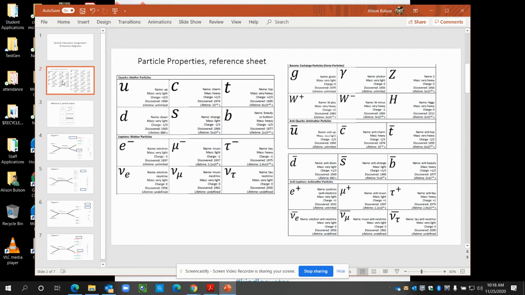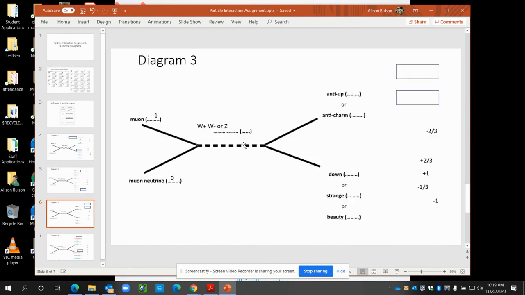So I go back to my reference page. Now I'm looking at the exchange bosons up here in the top right. Here's the W plus. It has a charge of +1. That's not going to work. Here's W minus. It has a charge of -1, so that does work. Z has a charge of 0, so that does not work. So this intermediate particle, by deduction, must be the W minus boson because it's the only one that has a charge of -1. If I have to have charge conserved, then I must choose the W minus boson for this interaction.